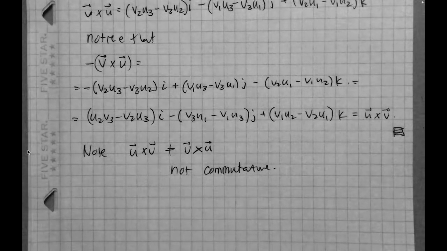Right, so it's a common mistake people make. What it does show us, of course, is that changing the order of the cross product reverses the direction of the resulting vector.